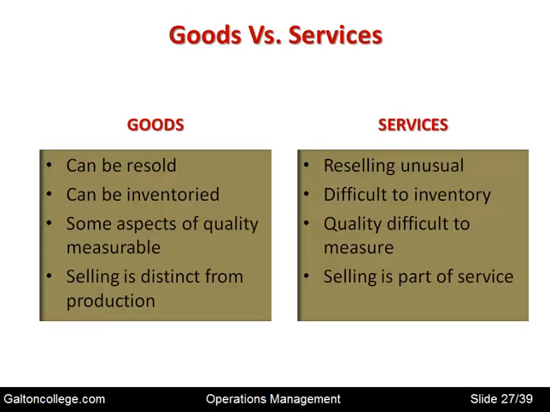So goods can be resold. That's because they're physical. They can be bought and resold. They can be put into stock. Some aspects of quality measurement can be undertaken with physical goods. Do they meet the physical requirements that are set out in the design specifications? And selling is quite distinct from production.